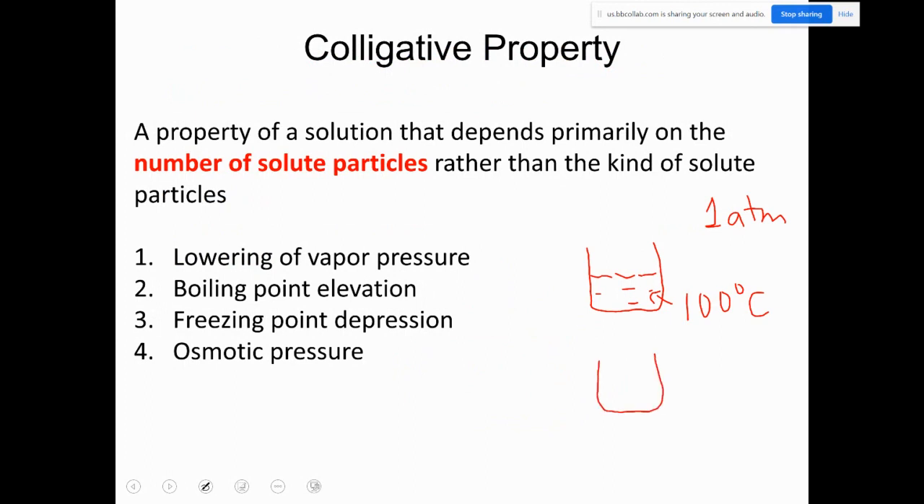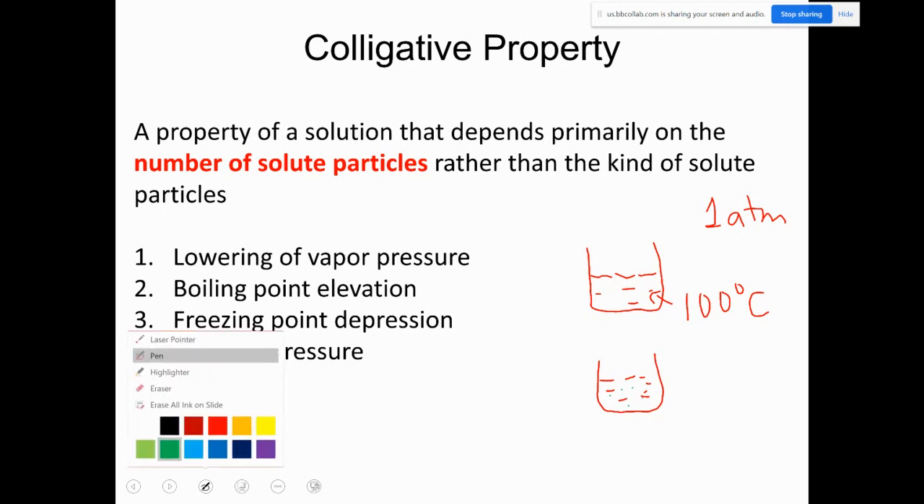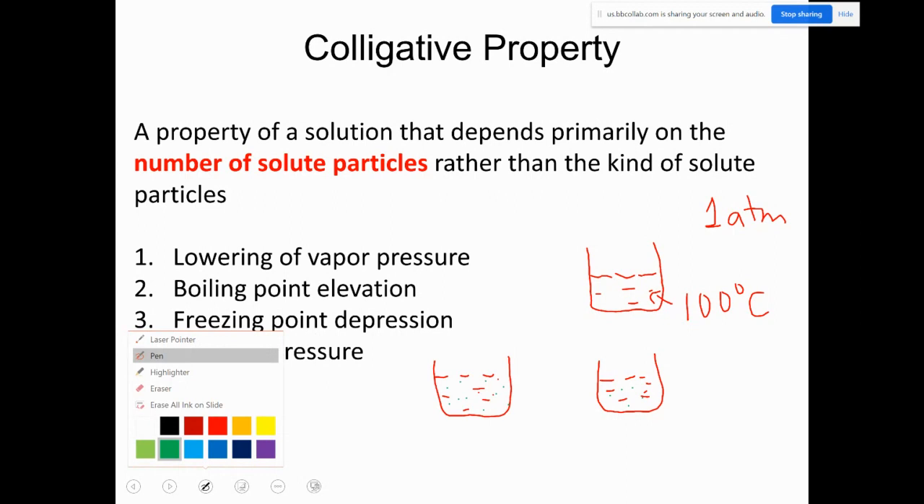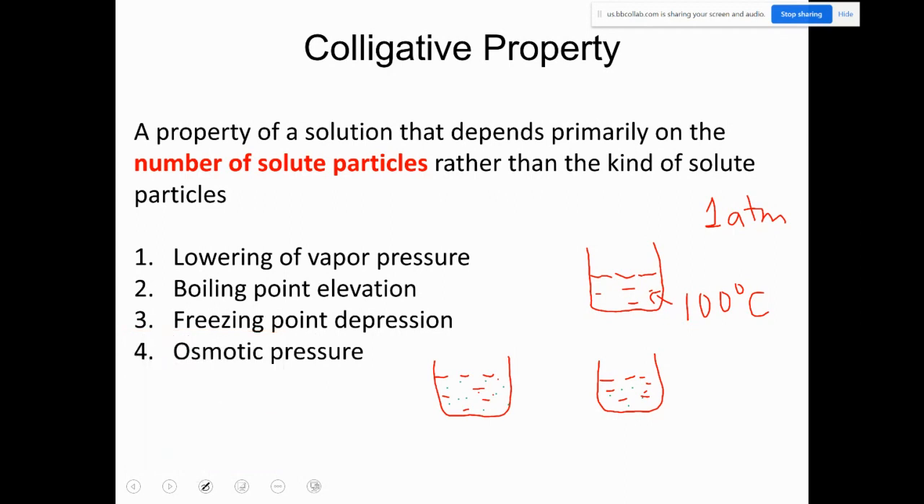Now, let's see what happens if I put 5 tablespoons of a salt, let's say NaCl, in this beaker. I'm doing the same thing in the other beaker with the same amount of water, but instead of 5 tablespoons, I put 10 in this one. When I heat these both up, what is going to happen? For this solution, the water might boil at, let's say, 102 degrees Celsius. For this solution, the water might boil at 103.5 degrees Celsius. So what has happened is called boiling point elevation.